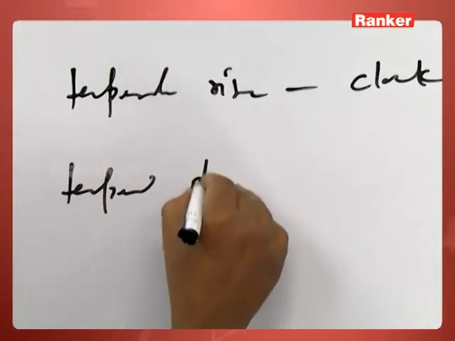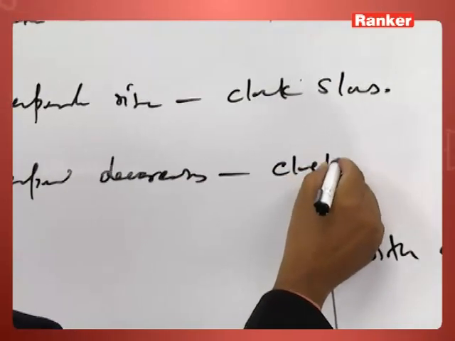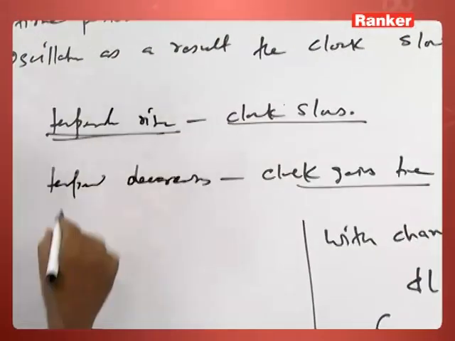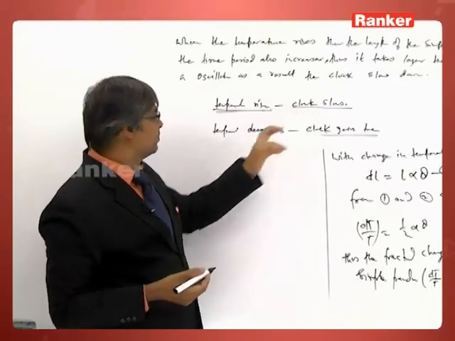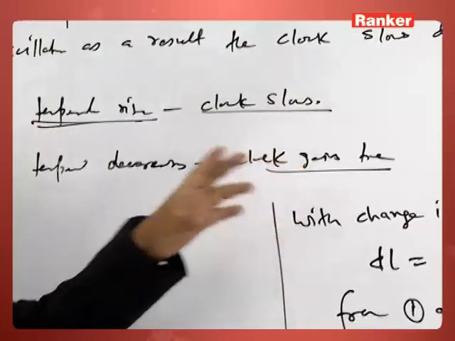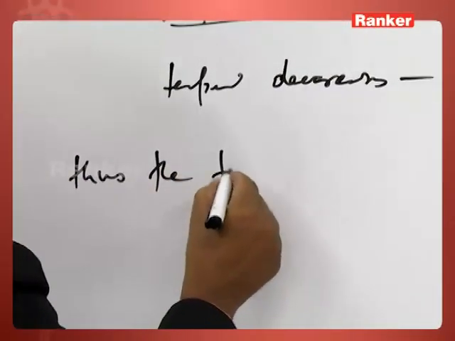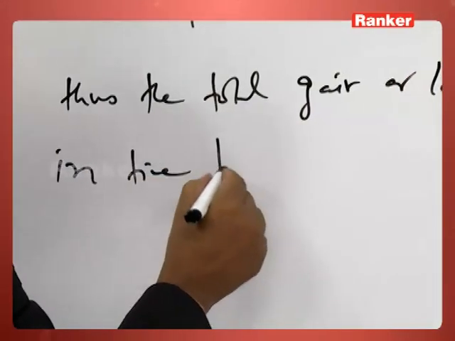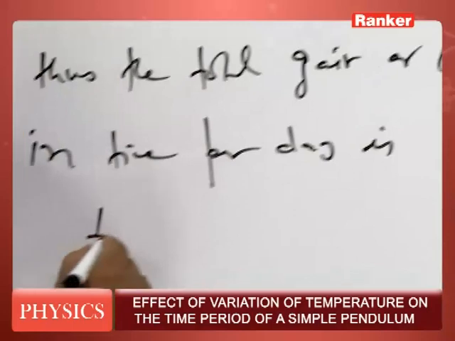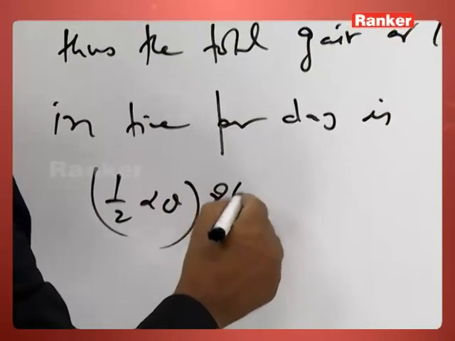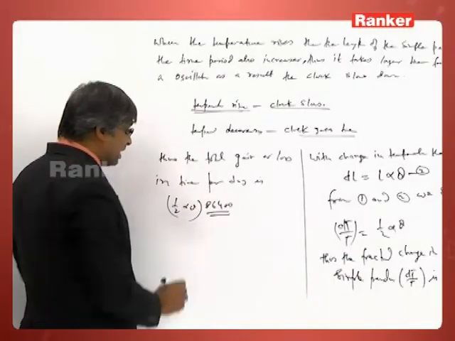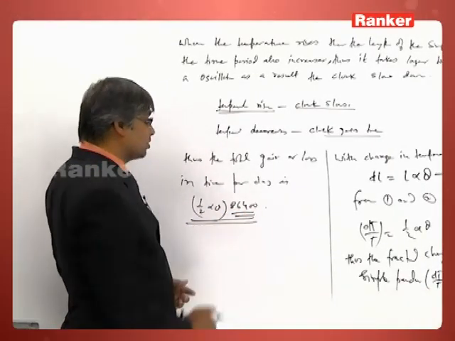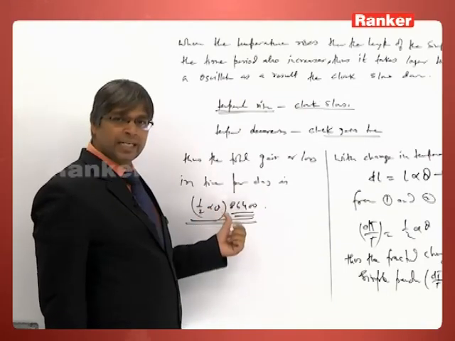Temperature decreases, clock gains time. So, thus you see how to relate. Temperature rises, summer, pendulum clock slows down. Temperature decreases, winter season, clock gains time. Thus, the total gain or loss in time per day is half alpha theta into 86400. This per second is the loss or gain of time. In a day there are 86400 seconds. So, this much time is lost or gained by a seconds pendulum per day.